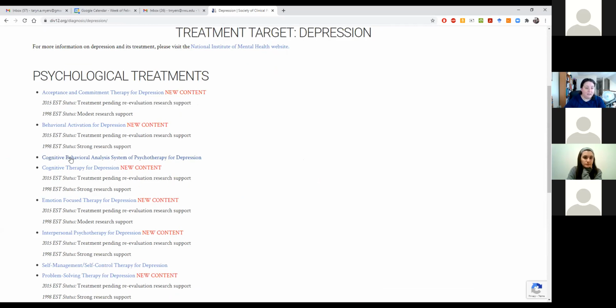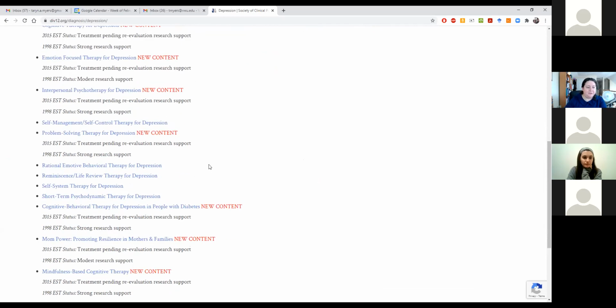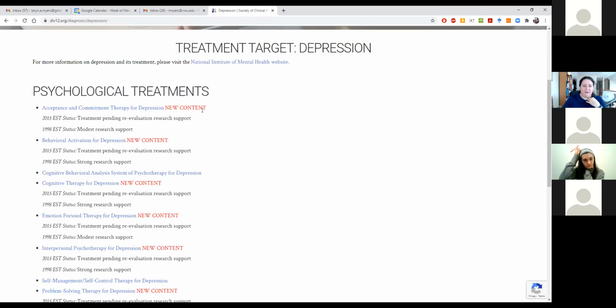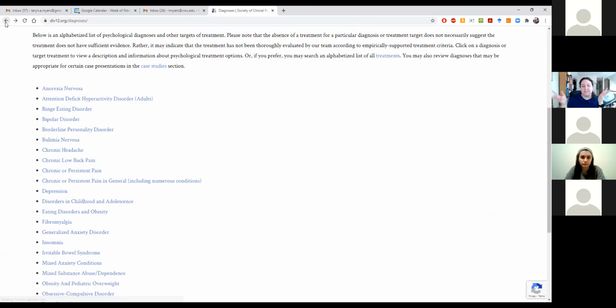You'll see there's the cognitive behavioral analysis system. So this is a meshing of CBT and psychoanalytic therapy, right? There's interpersonal therapy. There's short-term psychodynamic therapy. So again, I really like this because it is not, oh, it's only our organization's pet thing that we like, but it just shows you based on the research that's out there, this is what works. And again, depending on the disorder, you'll see fewer or more treatments.